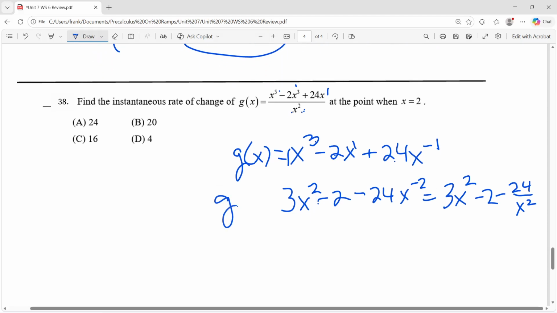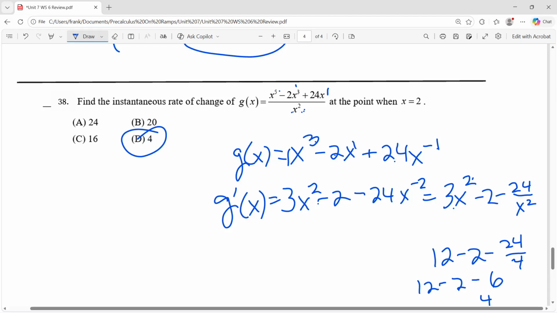This is g prime of x equals. So now I plug in 2. 2 squared is 4. 3 times 4 is 12. Minus 2 minus 24 divided by 2 squared, which is 4. So this is 12 minus 2 minus 6. Negative 2 minus 6 is negative 8. 12 minus 8 is 4. The answer is D. And I think now that's all of them. Very good.